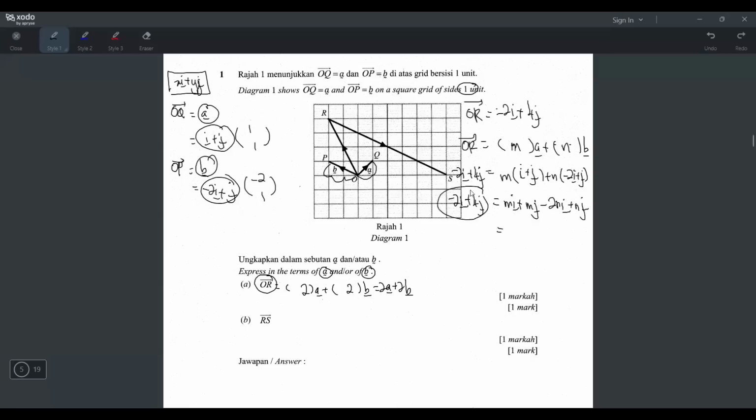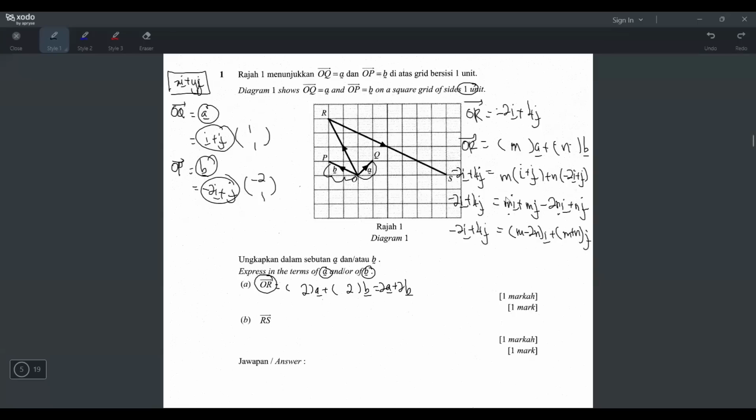So on the left side, you have single I, single j. But on the right side, it's not single I, single j. So how to make it single I, single j? You can factorize. So this I and this I, when you factorize, you are left with m minus 2n. And then the j also you can factorize. So when you factorize, you are left with m plus n. Okay, now you can write negative 2I plus 4j here.